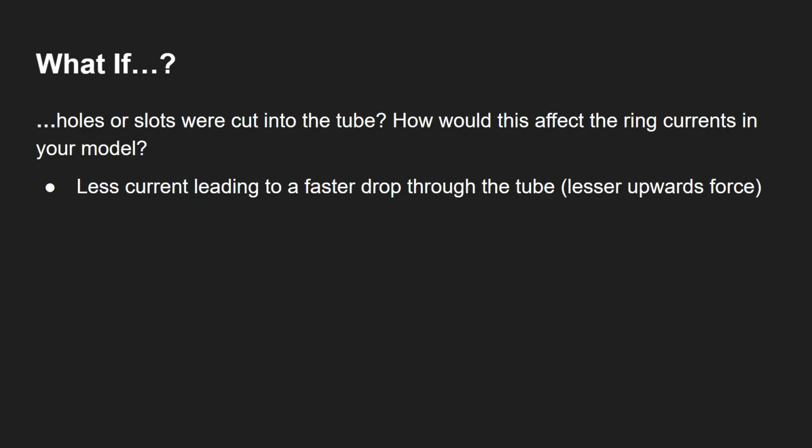And what if you put holes or slots in the tube? How does this affect the ring currents in your model? Because there are interruptions, there's going to be less current, which means there's going to be a faster drop through the tube, because there's going to be less of a magnetic force counteracting the gravitational force that wants to pull it down.